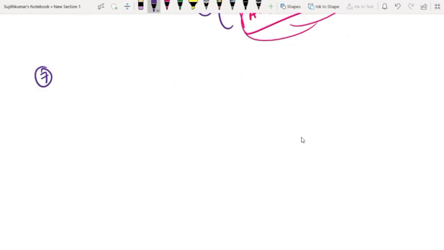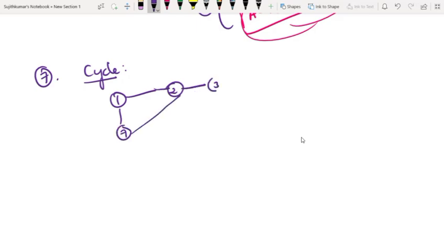The seventh one is a cycle. Cycle formation is something easy to explain. Pause the video and make a guess. What are the nodes that form a cycle?